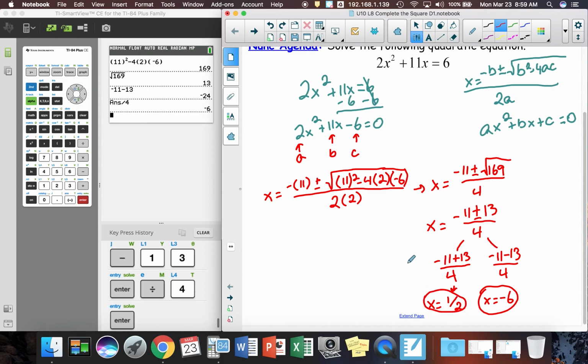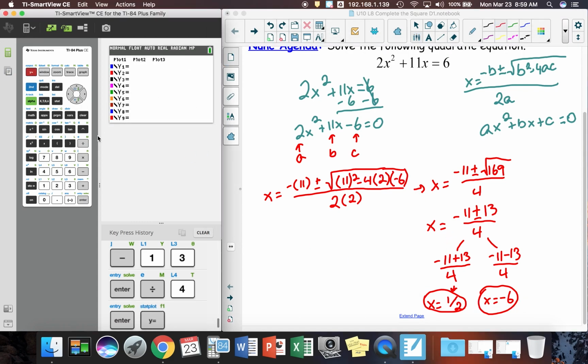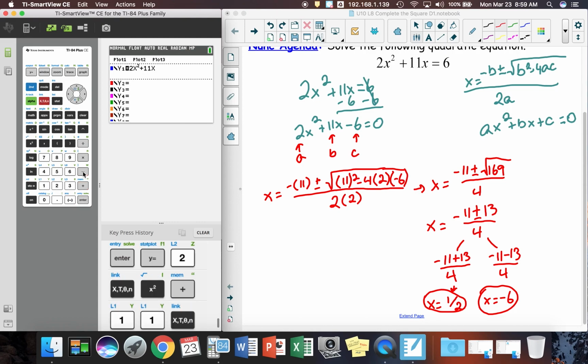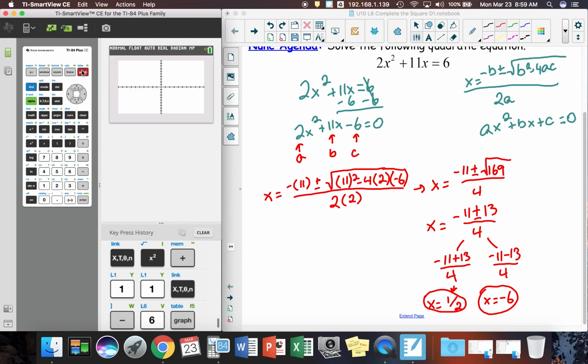Now, one way we can also check to see if that's the right answer, we can type in this equation into the calculator and see if these x-intercepts are pretty close to what we got. So I'm going to type in 2x squared plus 11x minus 6. And when I press graph, as you can see, the first intersection point is at negative 6. The second intersection point is at 1/2. So we're good.